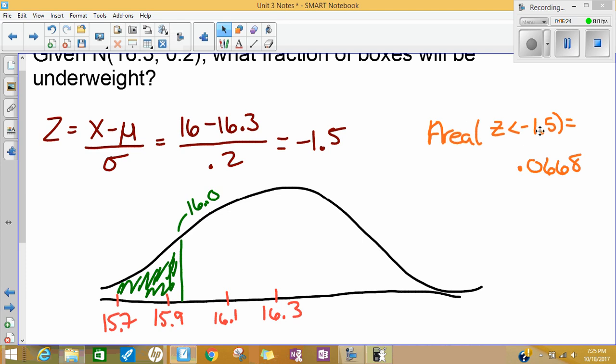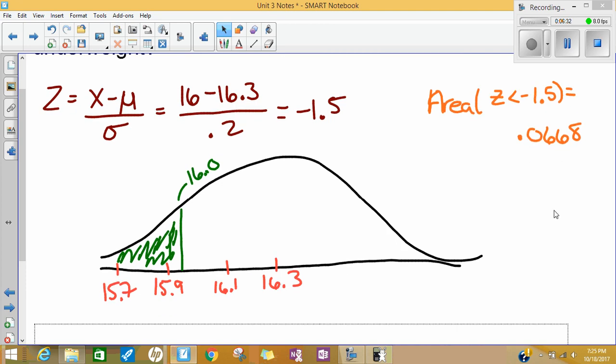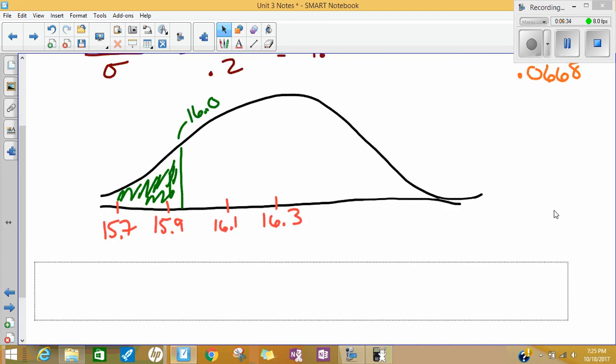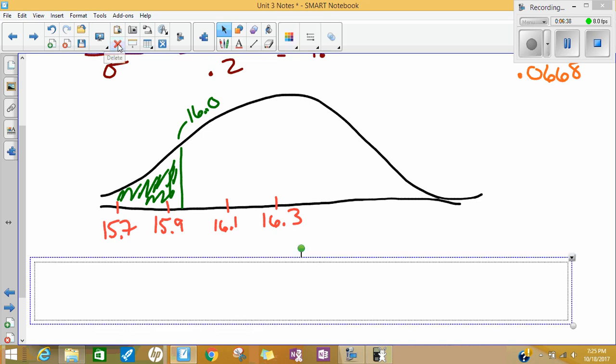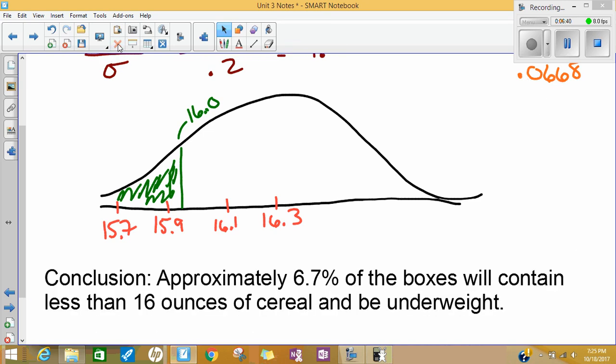And here's some notation too. The area under the curve of a z-score less than negative 1.5, that's what we're looking at here, is 0.0668. So that's approximately 6.7%. So we can say that approximately 6.7% of the boxes will contain less than 16 ounces of cereal and be underweight.